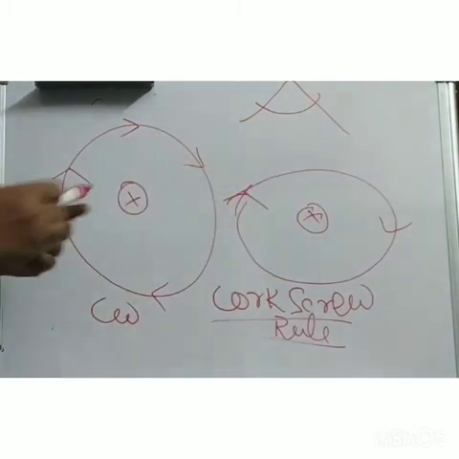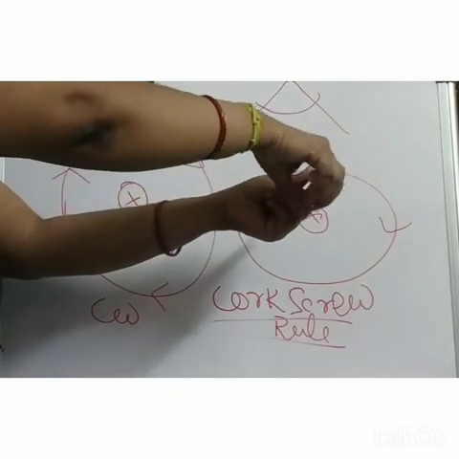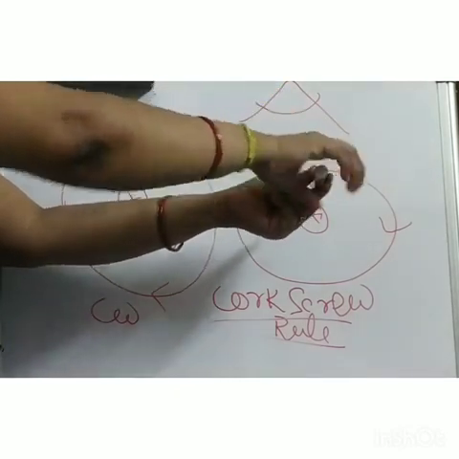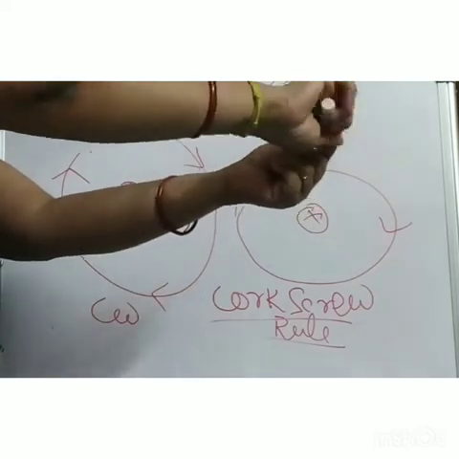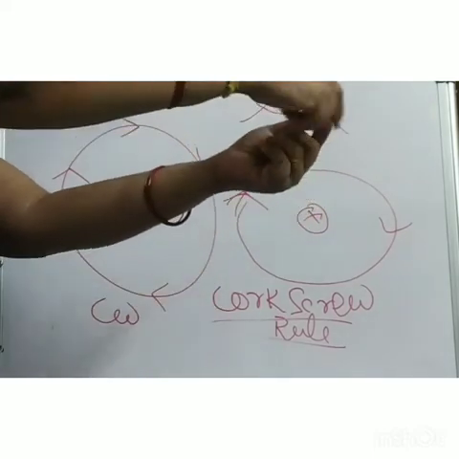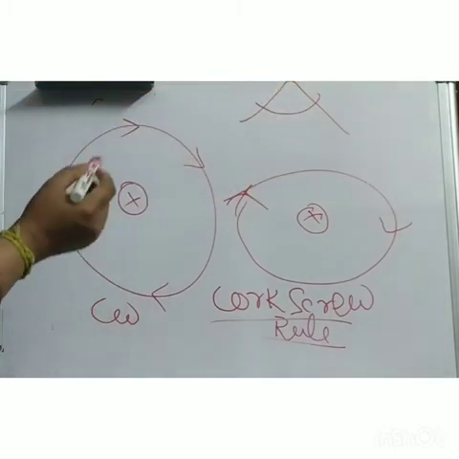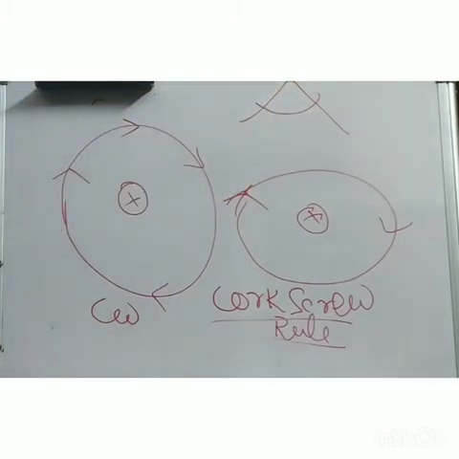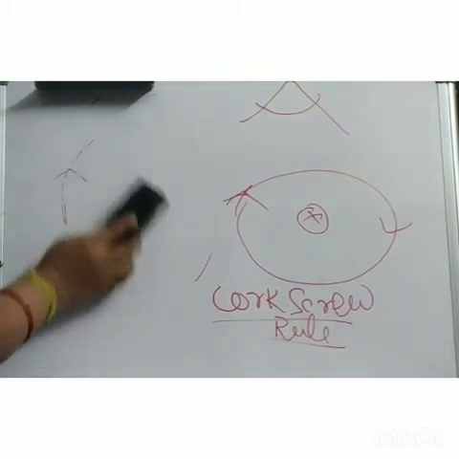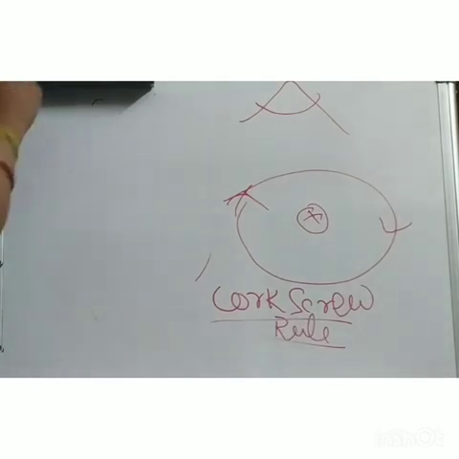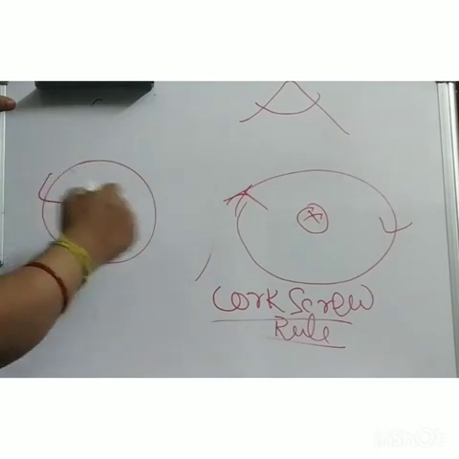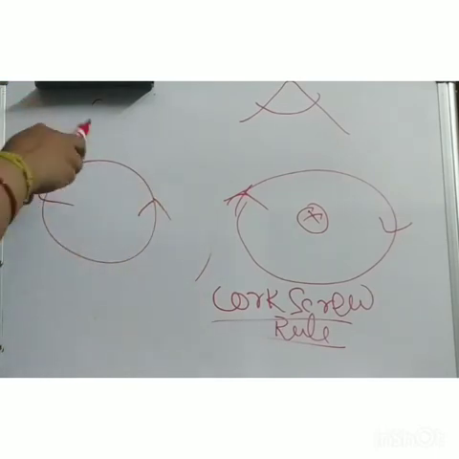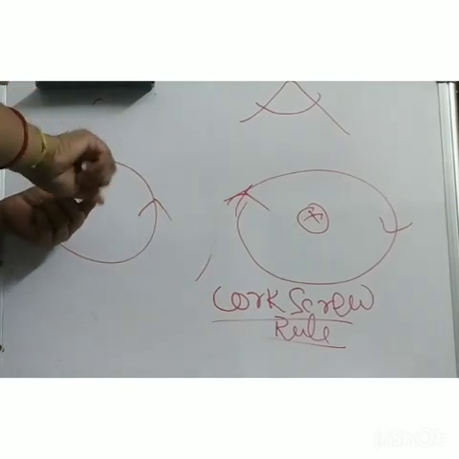Okay? And when you take it out, now anti-clockwise. Now take out the screw. What is the movement of the screw? It is coming out. So in case of anti-clockwise, this is your anti-clockwise. Now take out your screw like this.